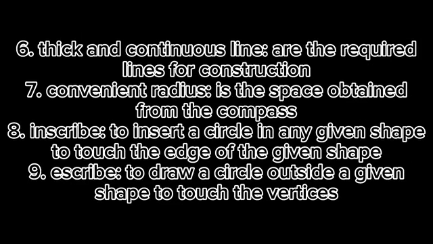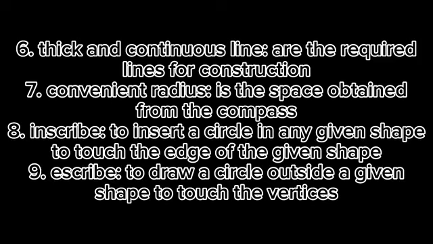6. Thick and continuous lines. They are the required lines for construction. 7. Convenient radius. It is the space obtained from the compass. 8. Inscribe. To insert a circle in any given shape to touch the edge of the given shape. 9. Circumscribe. To draw a circle outside a given shape to touch the vertices.